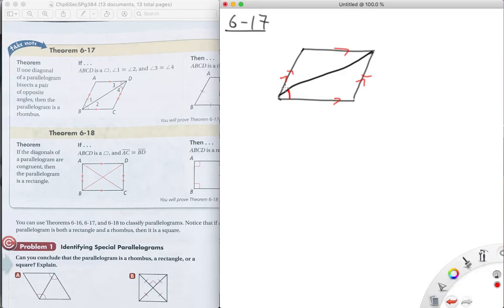And I know this guy and this guy are the same, and I know this guy and this guy are the same. This is angle 1, 2, 3, and 4. If I know this, if angle 1 is congruent to angle 2 and angle 3 is congruent to angle 4, then I have a rhombus.